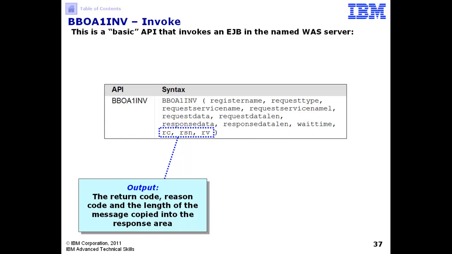The final three parameters for this API we'll look at are all return values. The first two are return code and reason code, just like what we saw for the registration API. The Info Center page provides a full listing of explanations behind the possible return code and reason code pairs you might receive. The RV parameter returns the actual length of the message received and copied into the response area defined with the response data length parameter.